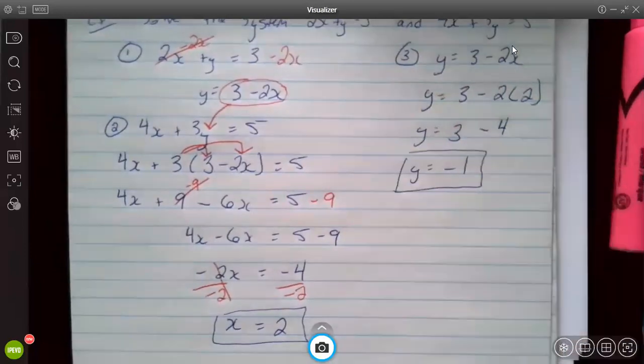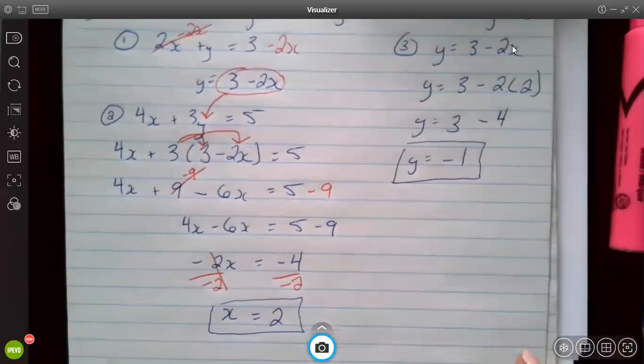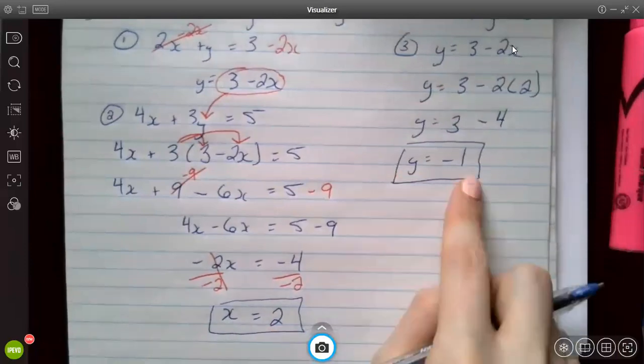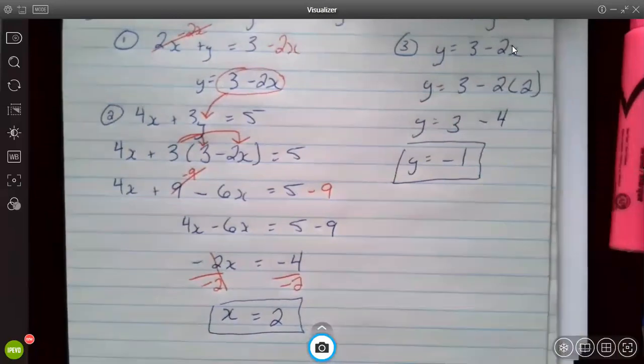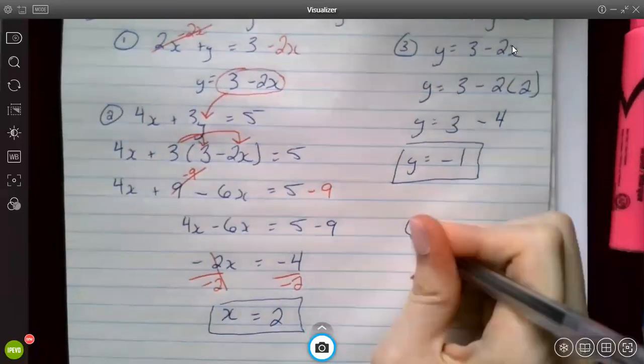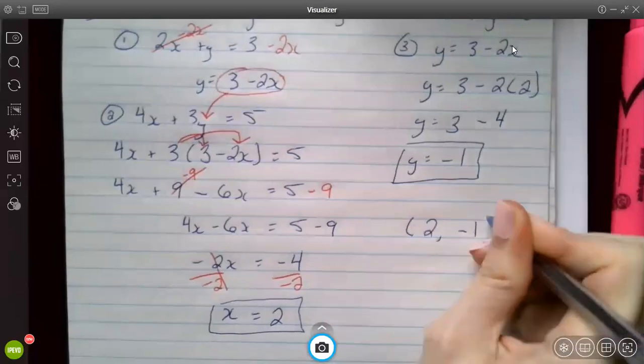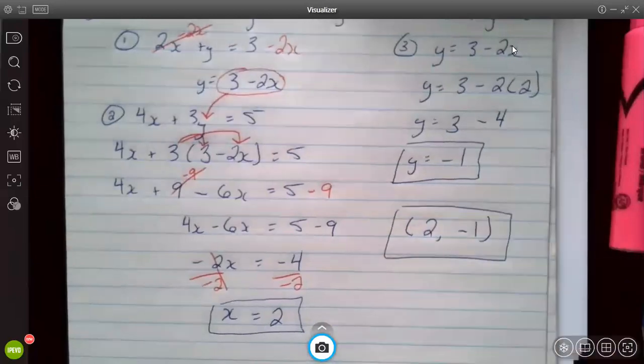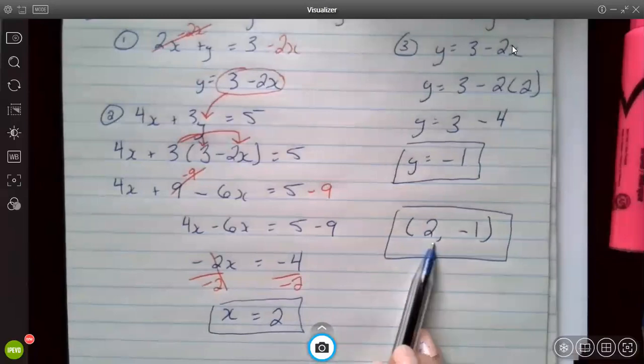And so my solution to this system is x is equal to 2 and y is equal to negative 1. You may also sometimes see it asked that you write your solution as a coordinate, in which case it would just be (2, negative 1). Okay, so 2 as our x value and negative 1 as our y value.